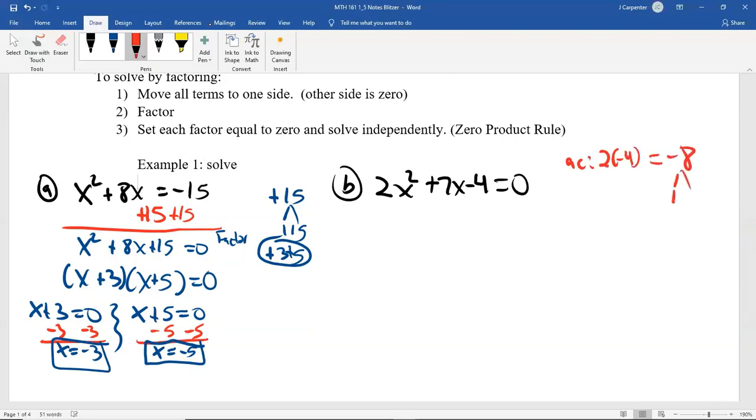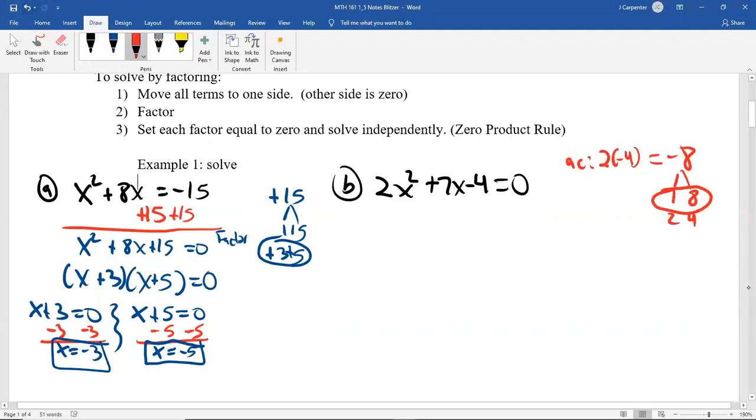Then you're splitting that up, 1 times 8 or 2 times 4. Same idea. You're trying to find a pair of numbers that adds or subtracts to make the middle number, specifically subtracts because that's a negative. And we're trying to make a positive 7 out of these. 8 minus 1 is 7, 4 minus 2 is 2. So I think it's clear that we need to choose the 8 and the 1.